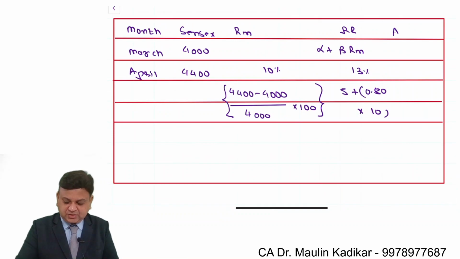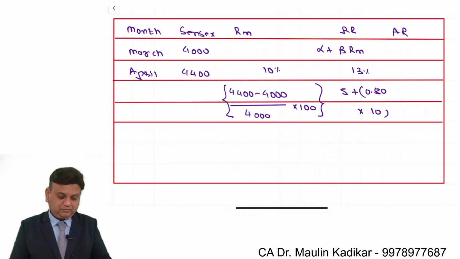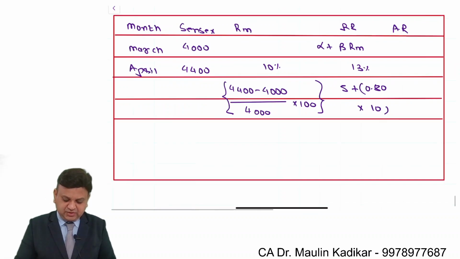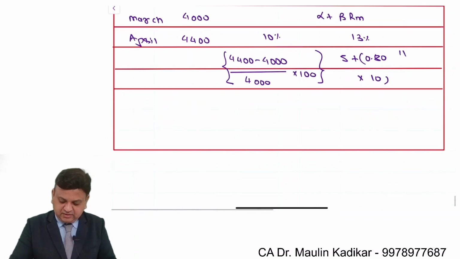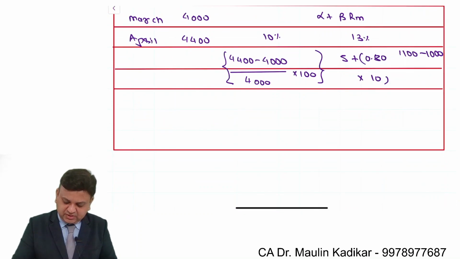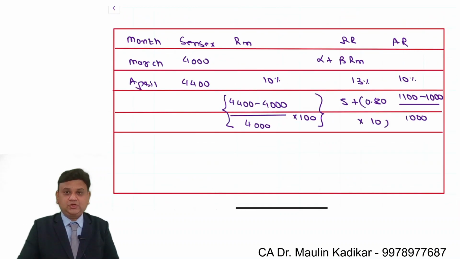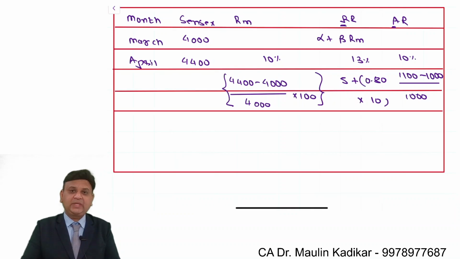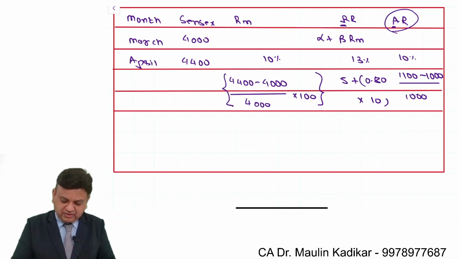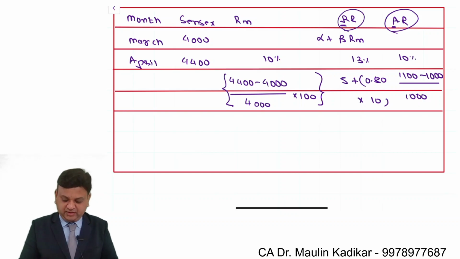Now what is the actual return? Listen to me carefully. We can see that the actual return is like this: 1100 minus 1000 divided by 1000 into 100. So in that case the answer is 10%. So this is the return that the security should generate, and this is the actual return that the security is likely to generate. This is the way we compute the actual return and required return.